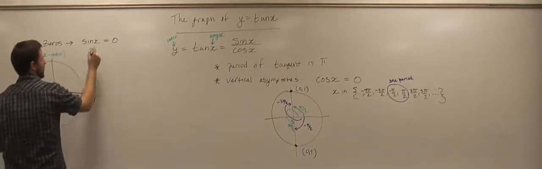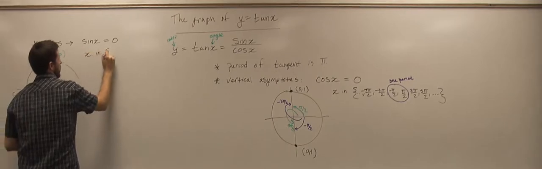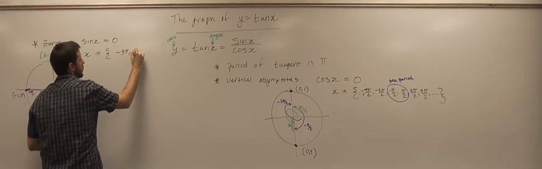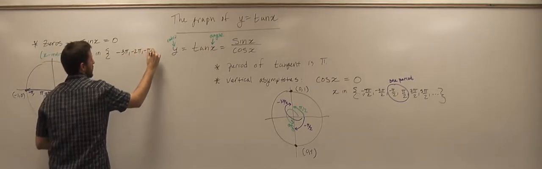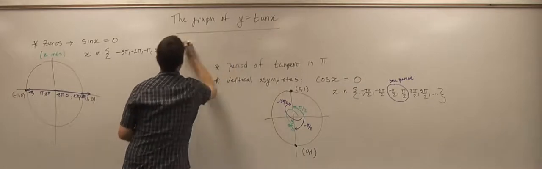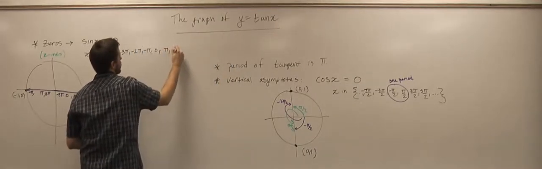So for this guy, you have these kind of x-intercepts: negative 3 pi, negative 2 pi, negative pi, 0, pi, 2 pi, etc.